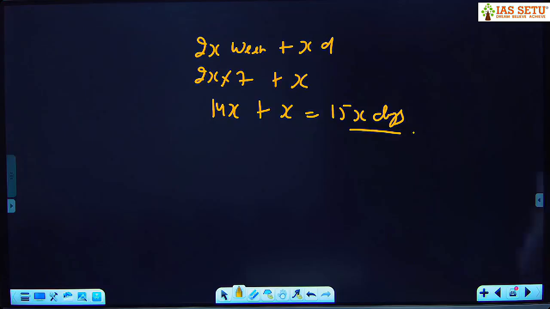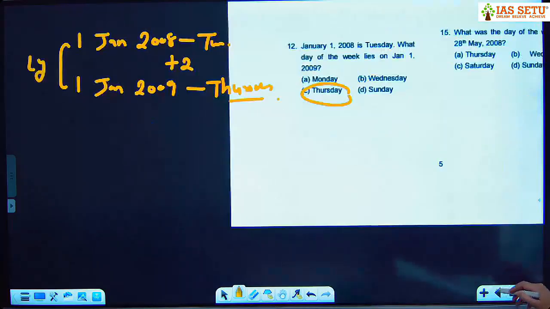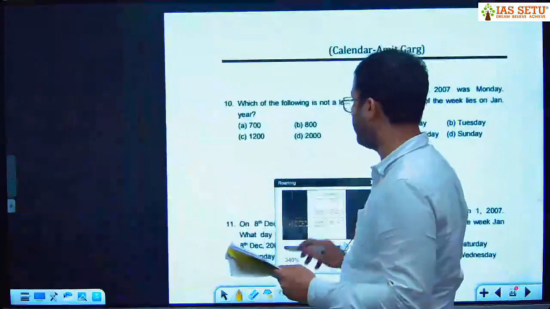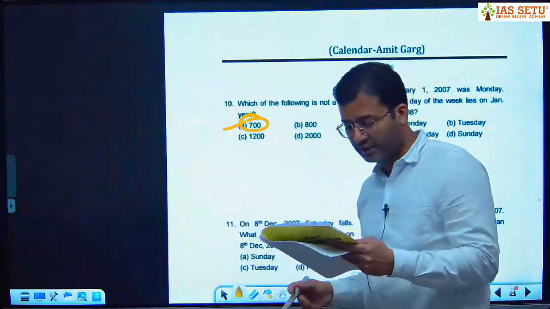क्वेश्चन नंबर 10 कह रहा है विच ऑफ द फॉलोइंग इज नॉट ए लीप ईयर. या तो आपने लेक्चर नहीं अटेंड किया या रिवाइज नहीं किया. क्यों? क्योंकि फॉर ए सेंचुरी ईयर वी डिवाइड बाय 400. तो 700 इज नॉट डिविजिबल बाय 400. तो 700 इज नॉट ए लीप ईयर आउट ऑफ दिस.